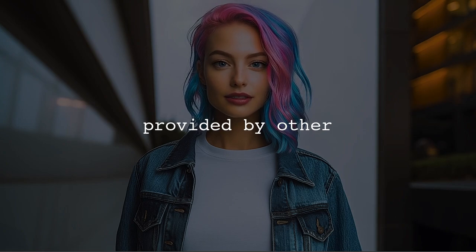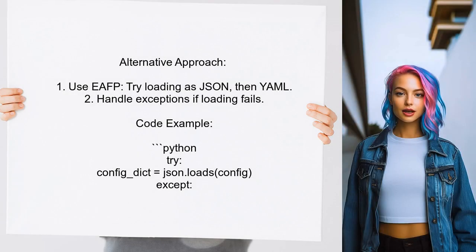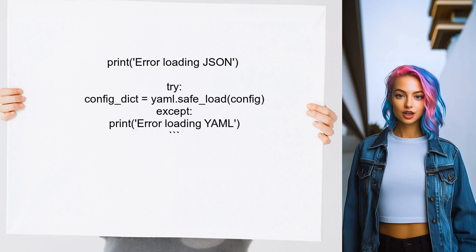Now let's look at the answers provided by other users. This user suggests an alternative approach using a common Python idiom called EAFP, which stands for easier to ask forgiveness than permission. Instead of checking the file format beforehand, they recommend trying to load the configuration file as JSON and then as YAML, handling any exceptions that arise.